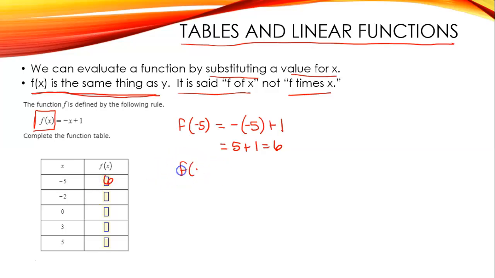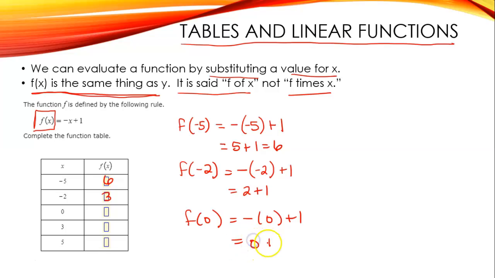For this one, f of -2, again, there's already a negative in the function on the outside of the x. When I substitute a negative, now there are two negatives in there. A negative times a negative is a positive, so 2 plus 1 becomes 3. F of 0, I'm substituting in 0 for x. -0 is just 0. 0 plus 1 just becomes 1 there.